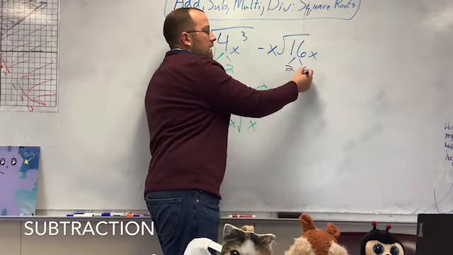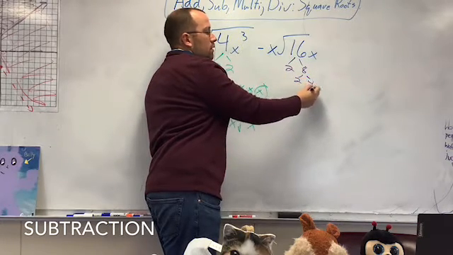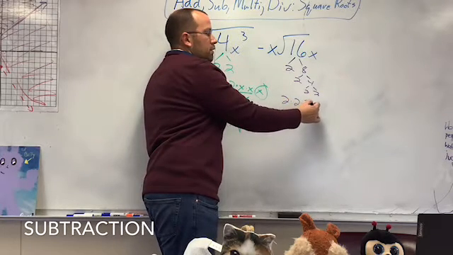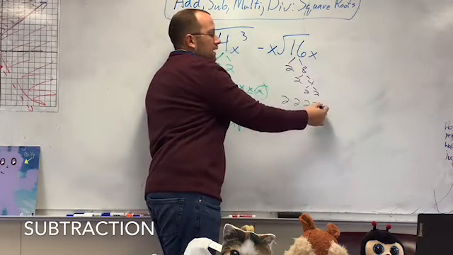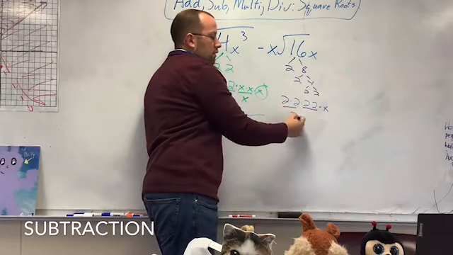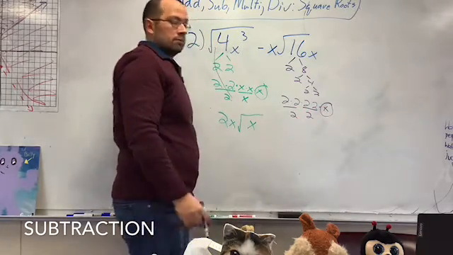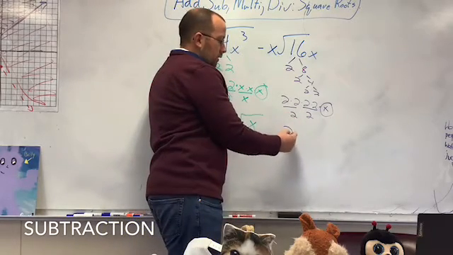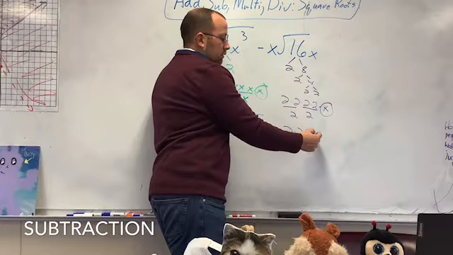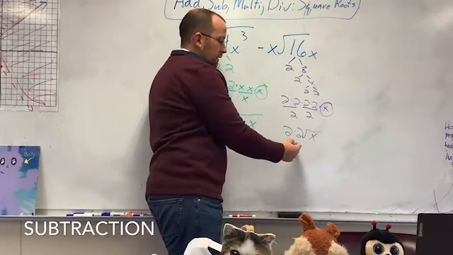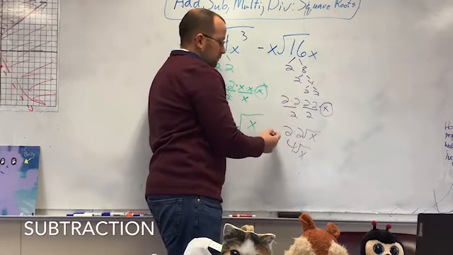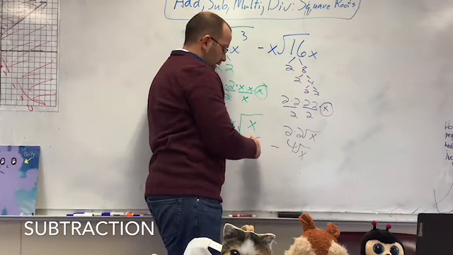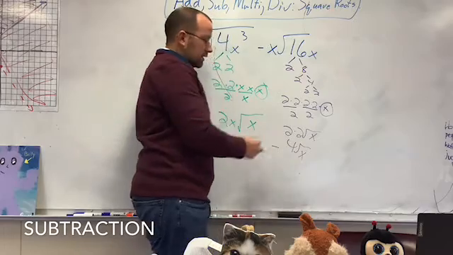16 is 2 and 8, 2 and 4, 2 and 2. Write out my pairs, 2 times 2 times 2 times 2, and I have an x. Pair, 2, 2, circle. Now what I underlined goes up front. What I circle goes underneath, so this gives me 4 square root of x. Bring down the negative sign. So I have 2x square root of x minus 4x.